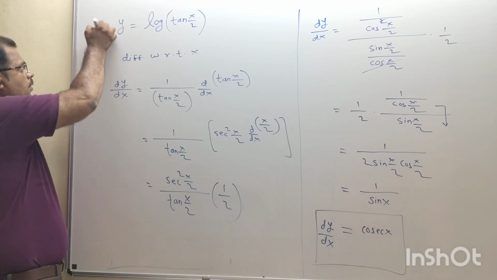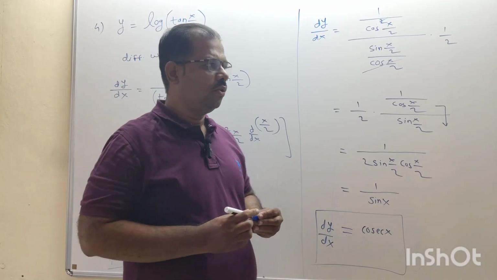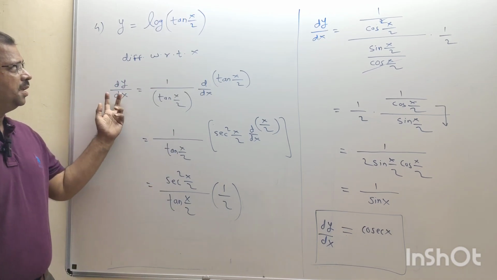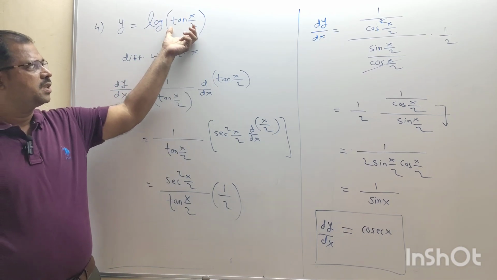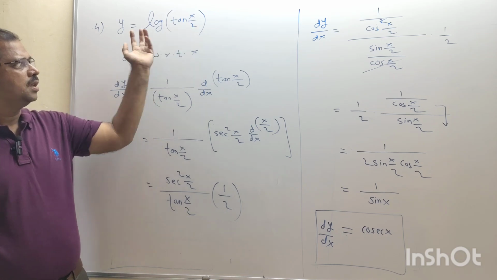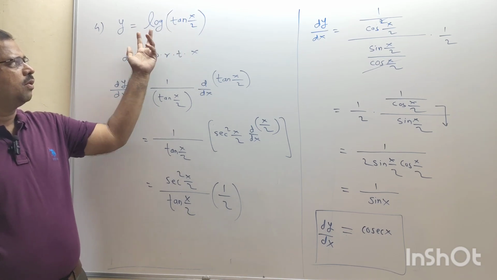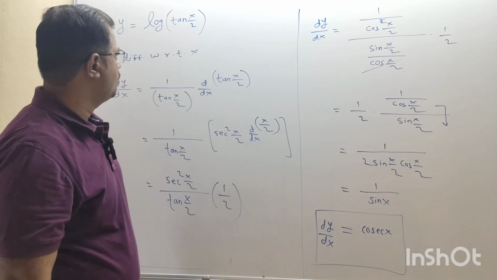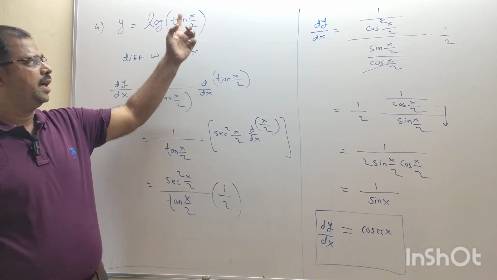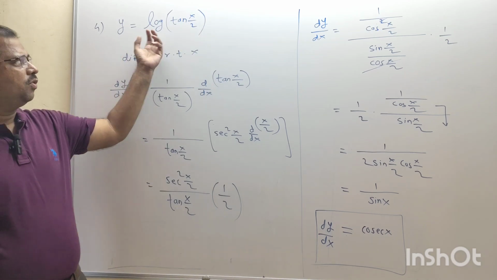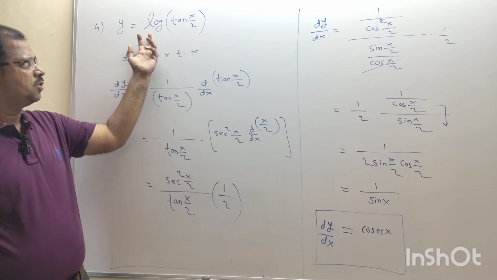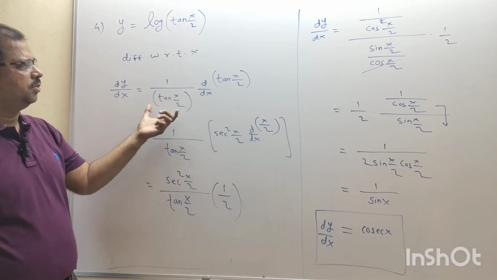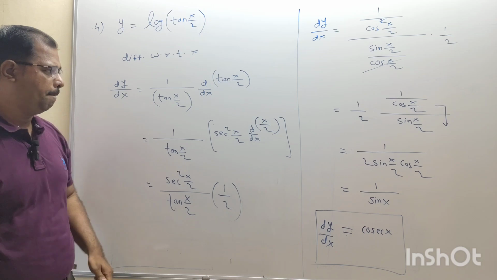Now the next problem is y is equal to log of tan of x by 2. Differentiate with respect to x. dy by dx: the derivative of log x is 1 upon x. Going towards x, the outer function is log, the middle term is tan, and the inner term is x by 2. The derivative of log of some term is 1 upon that term into the derivative of that term, in the numerator.